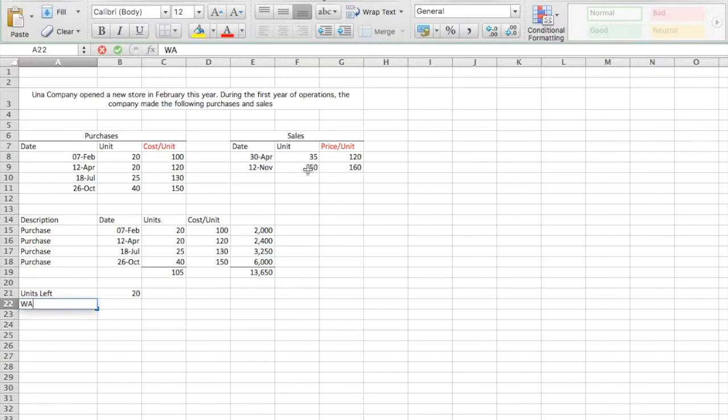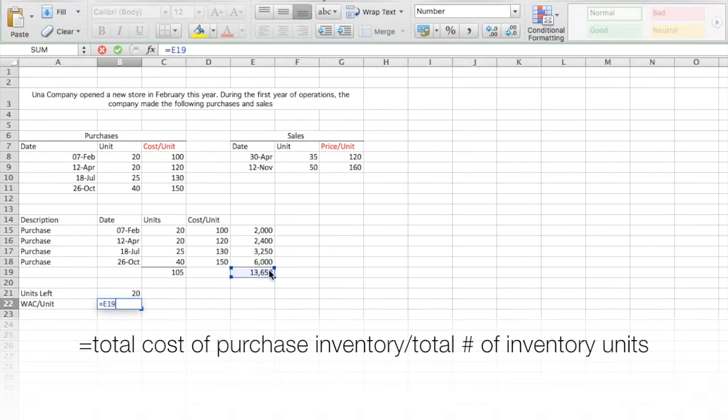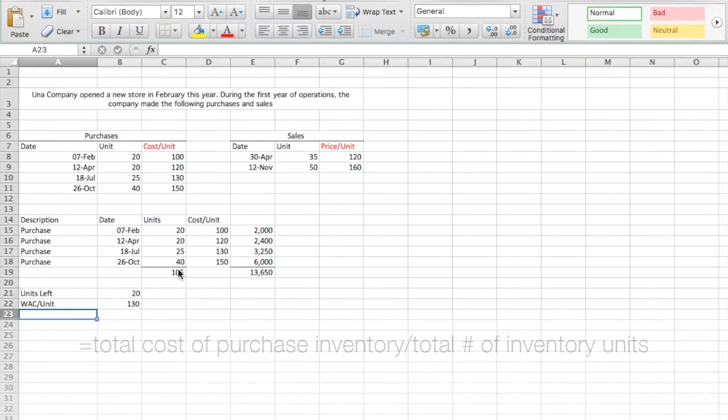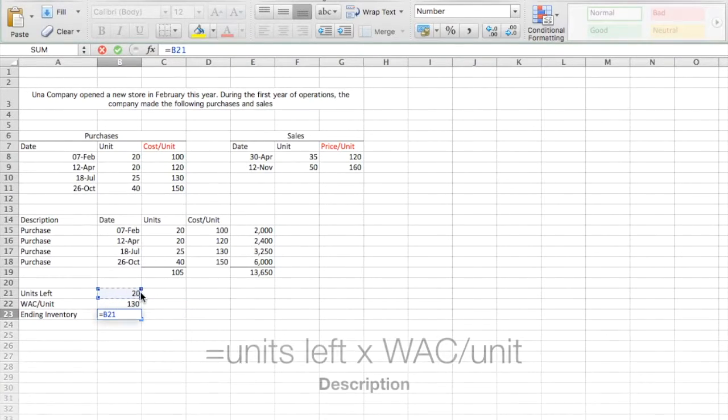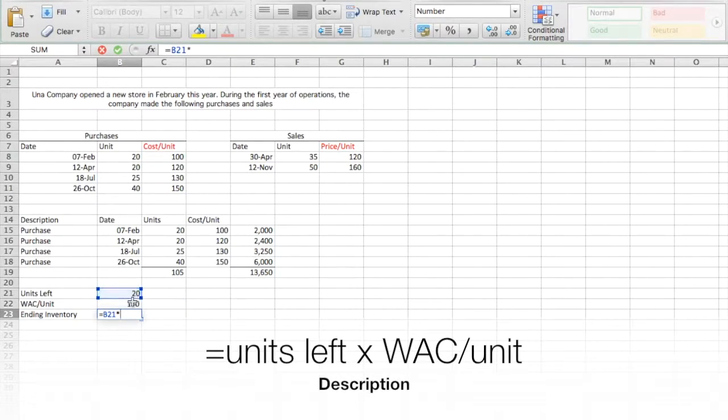The next step is to calculate the cost of these units. This is where the weighted average comes in, because we are finding the weighted average cost per unit. The formula that we use to find this number is the total cost of the purchase inventory divided by the total number of inventory units from the purchases. In order to find the cost of the ending inventory remaining, we simply multiply the number of units left by the weighted average cost per unit.